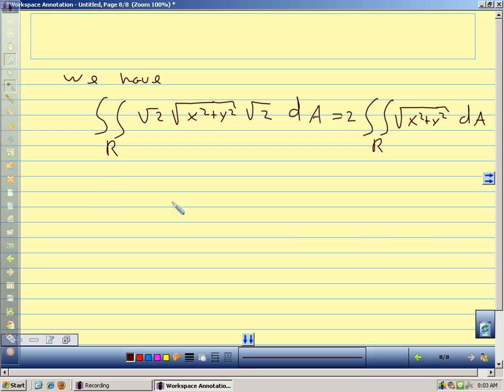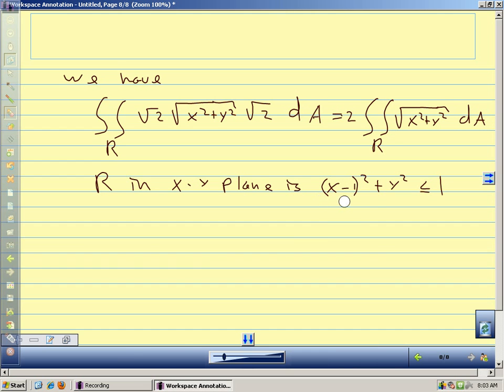And our region in the xy plane is (x minus 1) squared plus y squared is less than or equal to 1. So we're inside this circle. We said at the beginning we thought we would use polar coordinates here. So let's convert to polar coordinates. Our region gives us the bounds of our integrals, so we need to come up with our region.